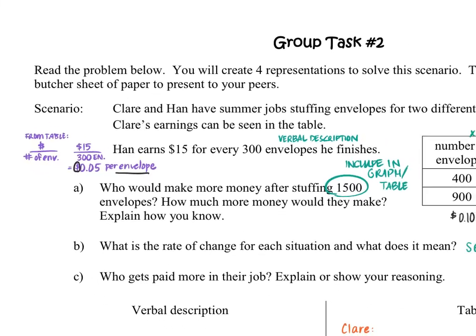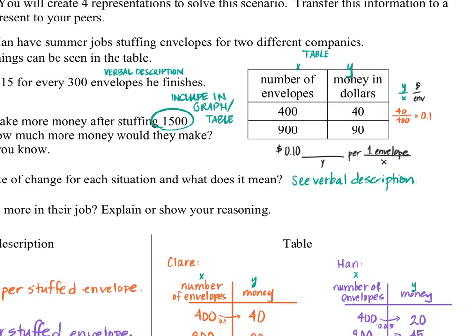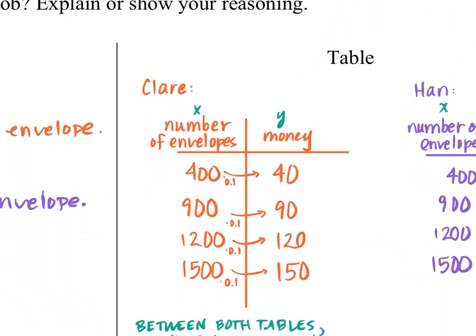And so then you're asked to represent these scenarios not only as a verbal description and as a table, but also as an equation and as a graph. So I'm going to ask that we start with the table. And really what we can do is we can copy down the number of envelopes and the money. So if you look at my table, I have number of envelopes and money for Claire.